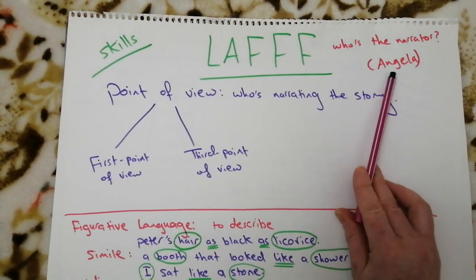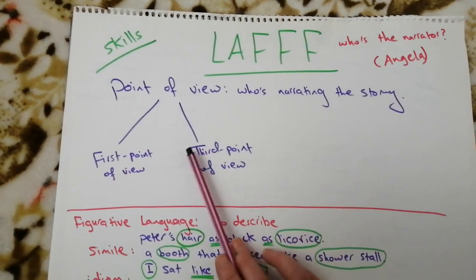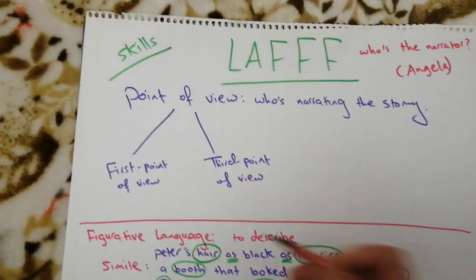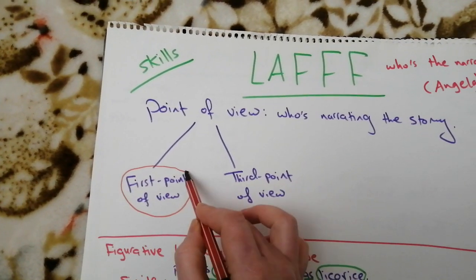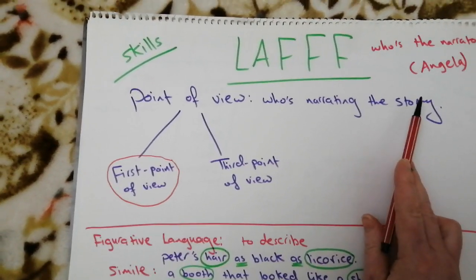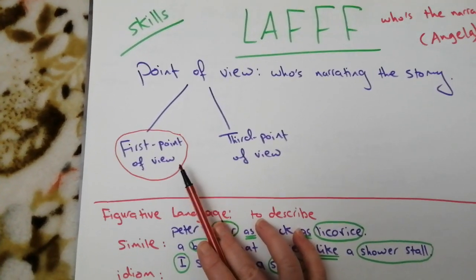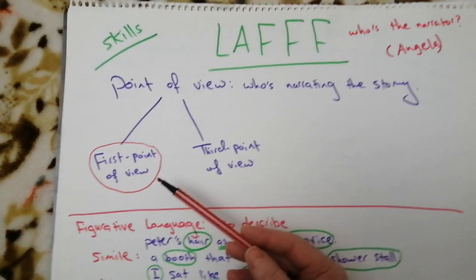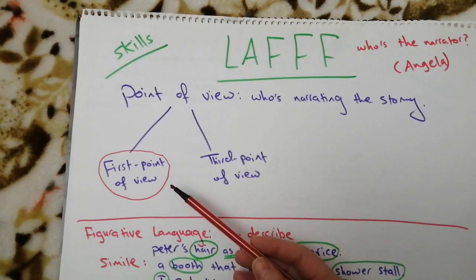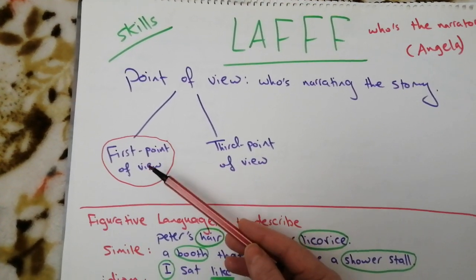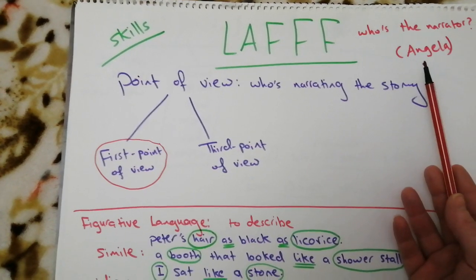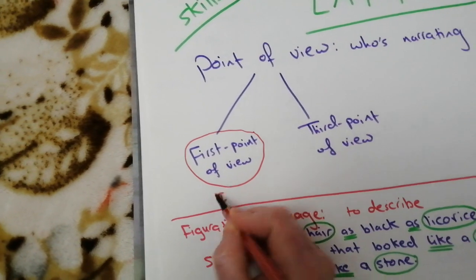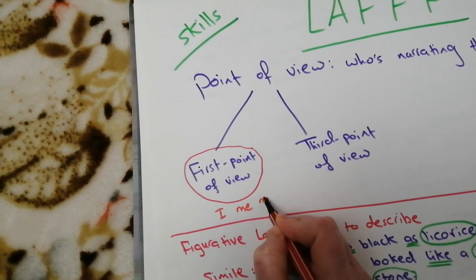Okay, so who is the narrator of our story? The narrator of our story is Angela, and Angela is a character in the story. So this means that our story has first point of view, because the narrator again is Angela, and Angela is a character in our story, and she is telling a story about herself and about Peter and everything related to them. So our story has first point of view again, because the narrator, who's Angela, is a character in the story, and she uses the pronouns I, me, and my.